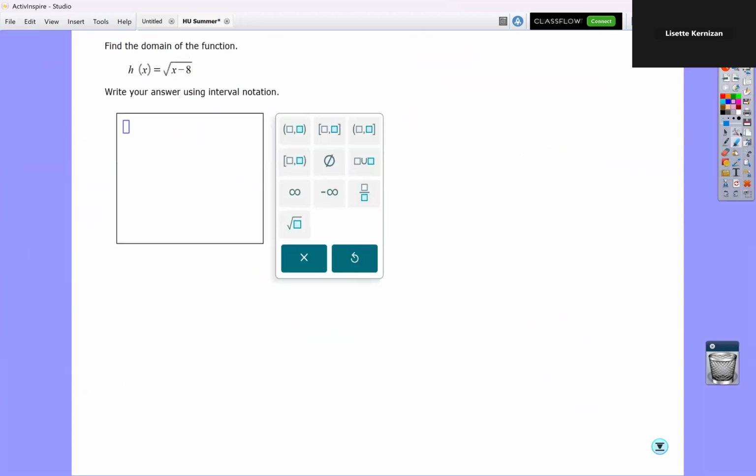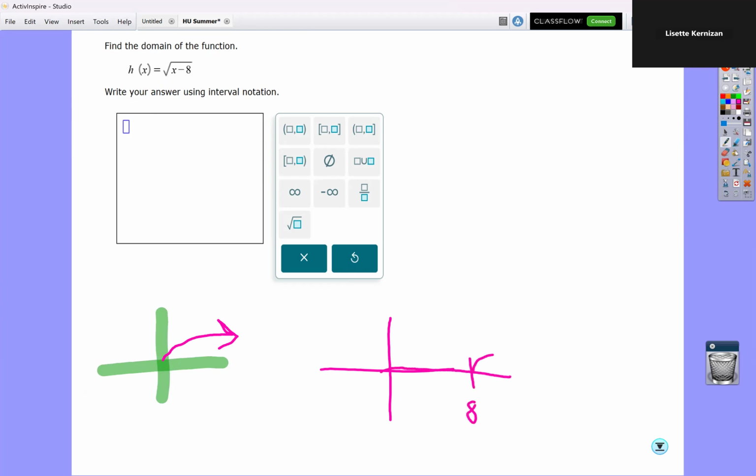Moving on, identify the domain of the function, square root of x minus 8. So square root of x looks like this. If you do a -8, it's within the function, so I'm going to move to the right 8 units, and it's going to look like this. So if I'm using interval notation, my domain is going to be from 8 to positive infinity.